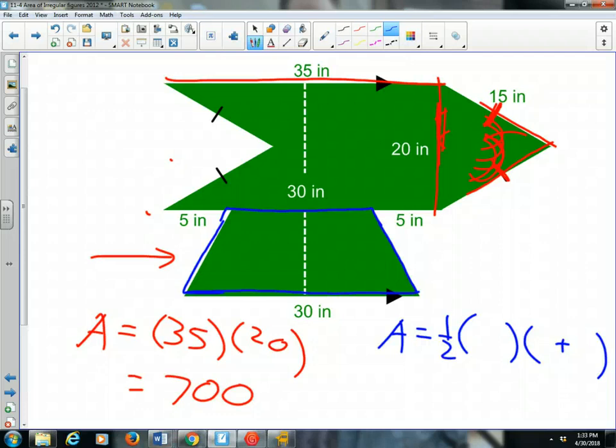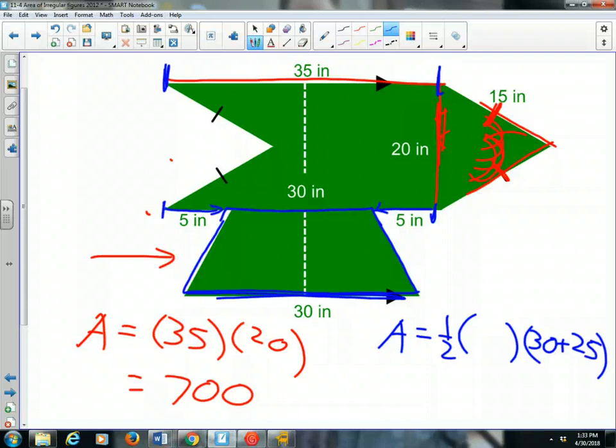We know what one base is. It's 30. That's easy enough. The other base, notice from here to here, is 35. So 35, subtract 5 inches this way and 5 inches this way. The other base has to be 25.